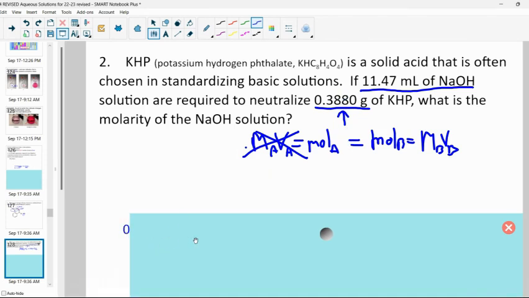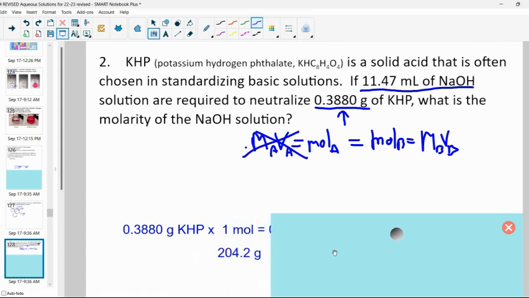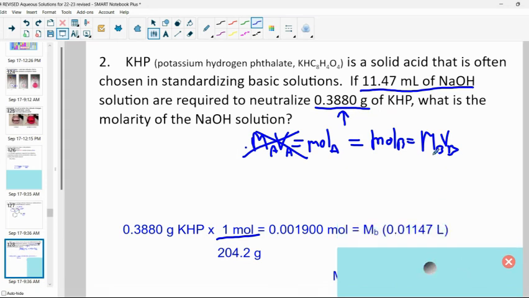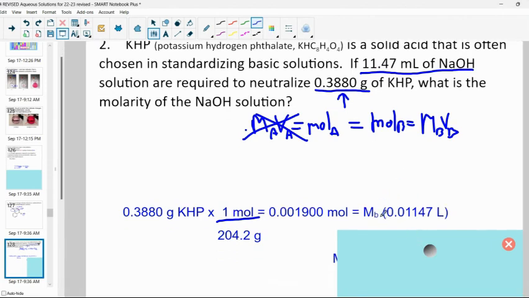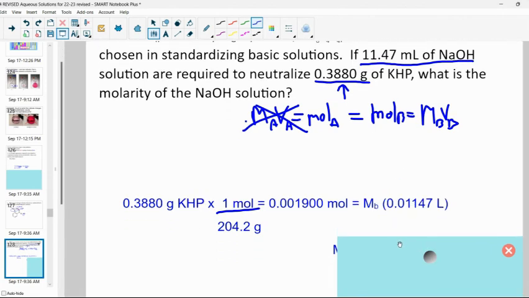So all this is taking my grams of my KHP, using the molar mass, I can get my moles of KHP. That's my moles of KHP. That's my moles of acid. That has to equal my moles of base. So that's going to equal my molarity times my volume. Now my volume, I switched over to liters because it wasn't milliliters on the other side. So I had to be in liters. So now that I have this, I'm going to divide both sides by this 0.01147 liters.